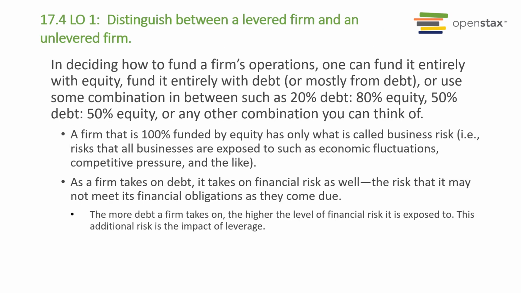In deciding how to fund a firm's operations, one can fund it entirely with equity, entirely with debt, or some combination in between. A firm that is 100% funded by equity has only what is called business risk, risks that all businesses are exposed to, such as economic fluctuations, competitive pressure, and the like. As a firm takes on debt, it takes on financial risk as well, the risk that it may not meet its financial obligations as they come due. The more debt a firm takes on, the higher the level of financial risk it is exposed to. This additional risk is the impact of leverage.